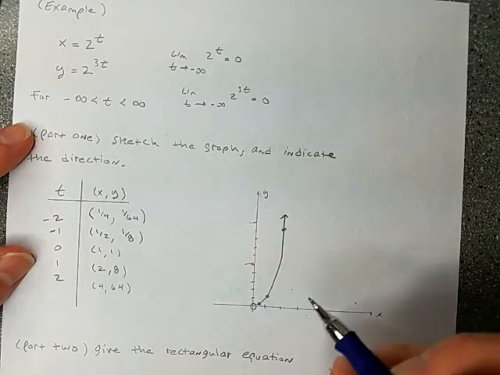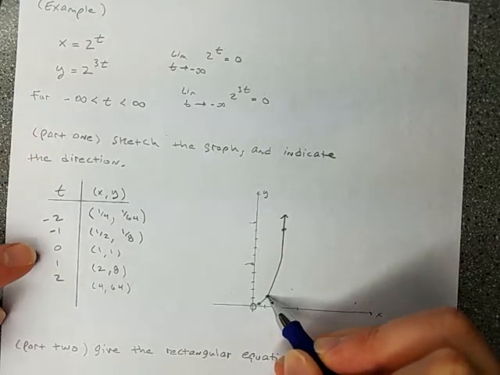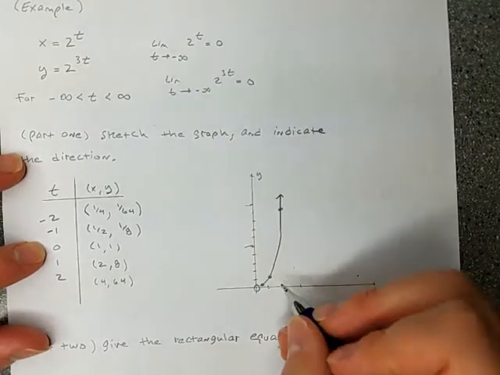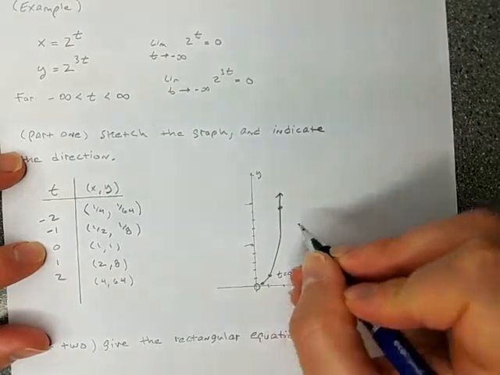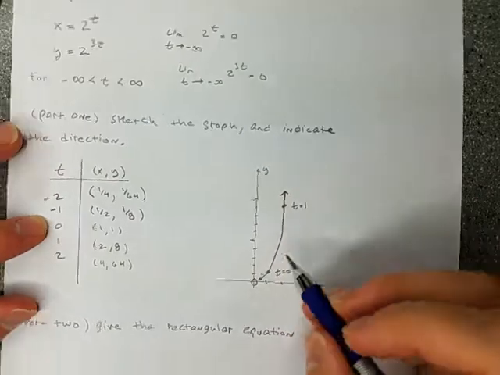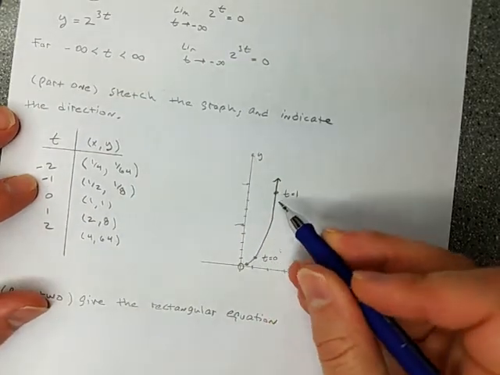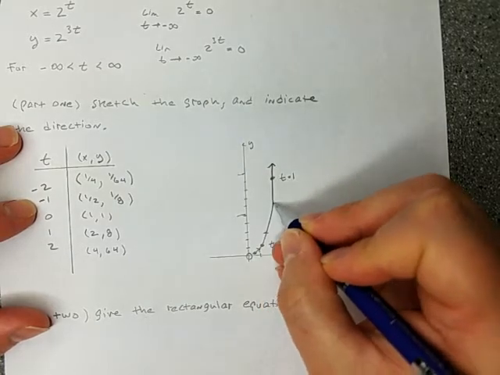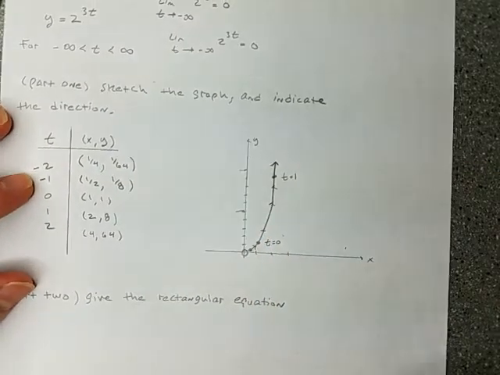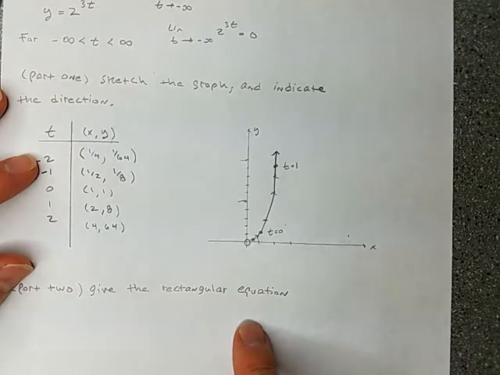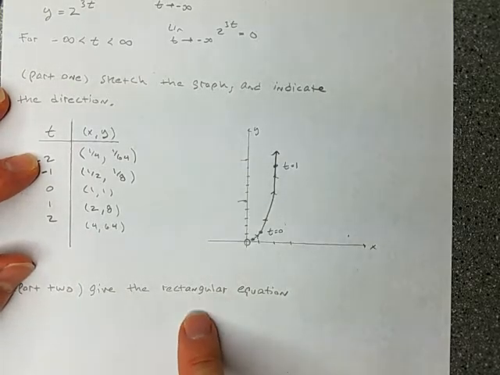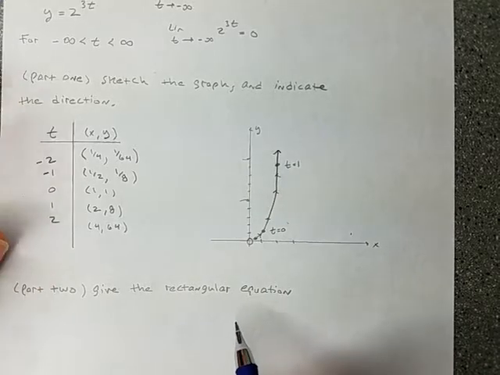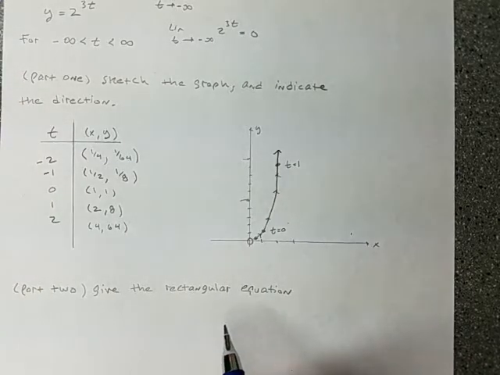What about the direction? Well, this point had t equal to 0, and this point had t equal to 1, right? So this was 0, this was 1, and the points were just tracking this way as t advanced. So there would be my direction, like so. Okay, so I got that. What about the rectangular equation? It's what I also called the path. The rectangular equation would eliminate information about t.